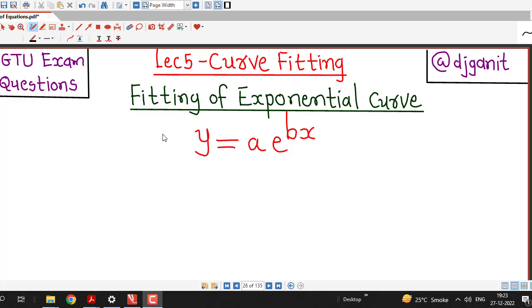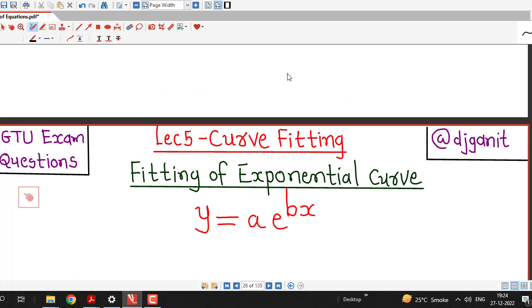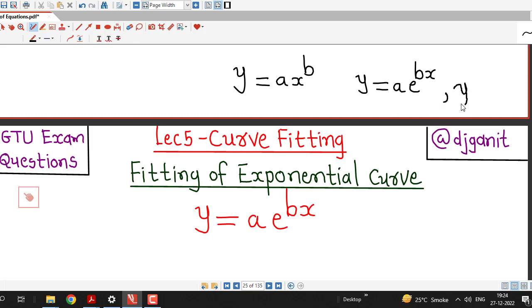In this lecture, we will discuss how to fit an exponential function of the form y equal to a times e raised to bx to the given data. In lecture number 4, we have seen fitting of power function y equal to a times x raised to b, and now we are going to discuss fitting of exponential function a times e raised to bx, and general exponential function can be written as a times b raised to x.